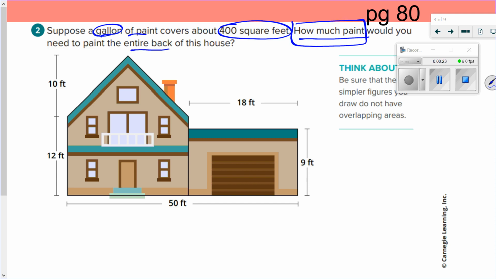So it's just asking for the back side. The good thing on that, we're assuming there's no walls or doors in the back. So it's basically just a blank canvas on the back side.